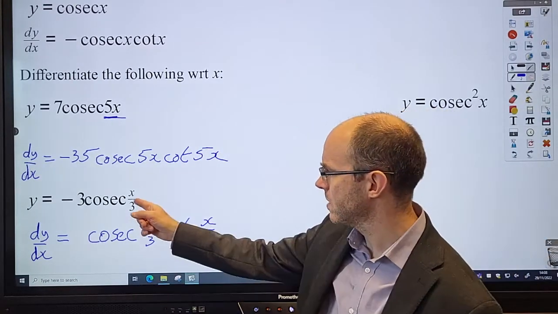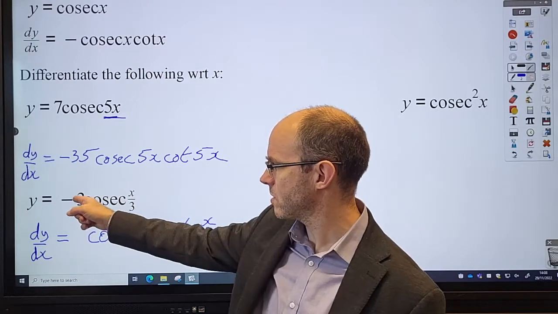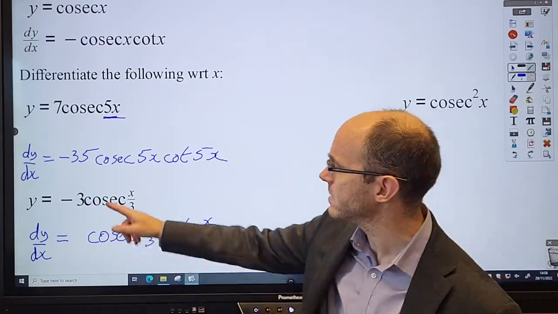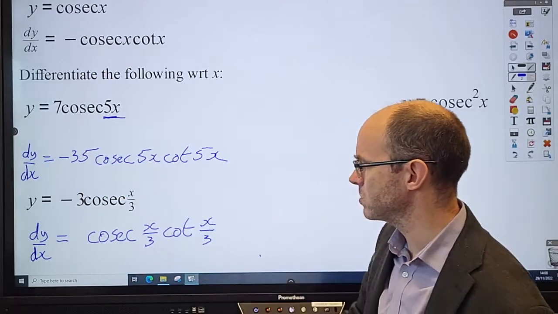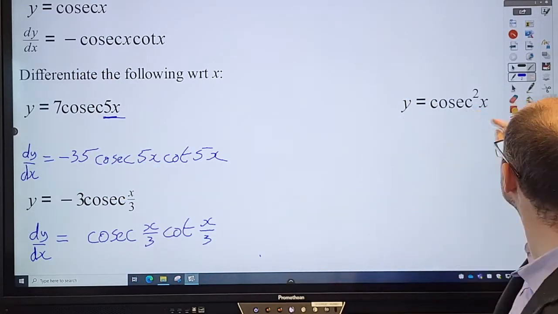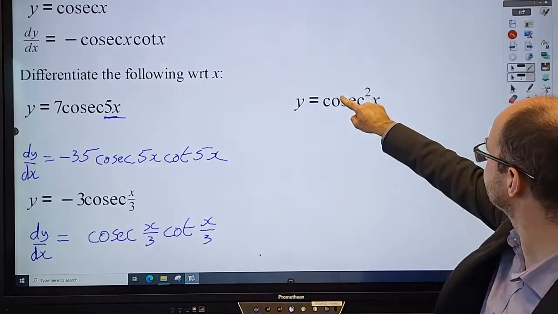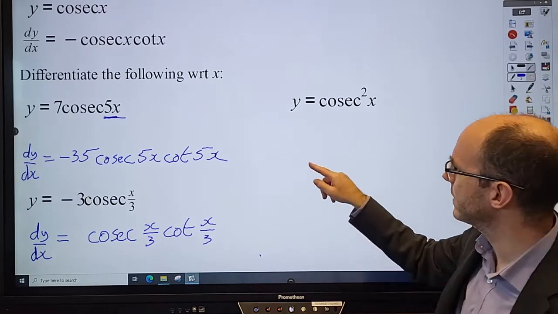Just a reminder how those coefficients cancel each other out, so the 3 multiplied by a third, and then negative multiplied by the negative, so just cosec x over 3, cot x over 3. Okay. That was quite a nice question. This one here.